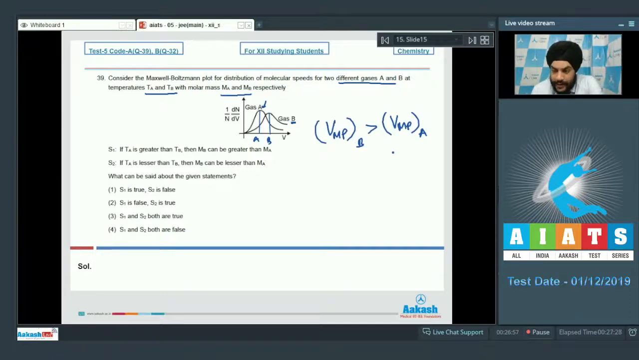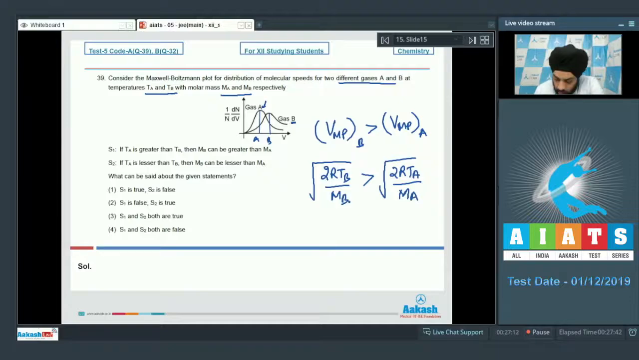So students, we can just put the formula of this molecular speed or the most probable speed, students. We have under root of 2RTB by MB is more than under root of 2RTA by MA. So upon simplification, students, we have TB by MB is more than TA by MA. So we can further rearrange this. We are going to have TB into MA more than TA into MB.